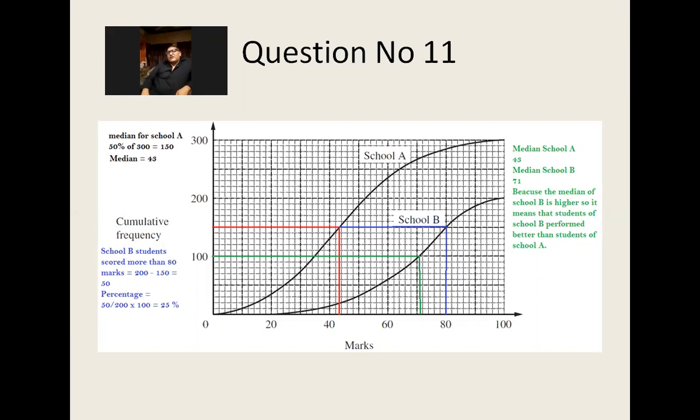Yeah, we are right. Because the median of the school B is higher, it means that the students of the school B performed better than the students of the school A.